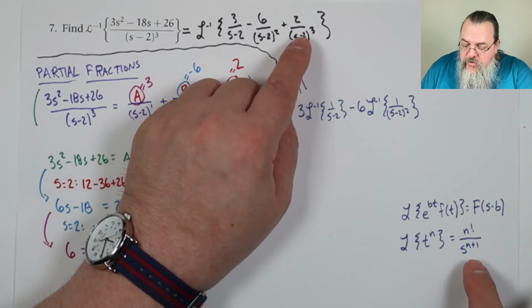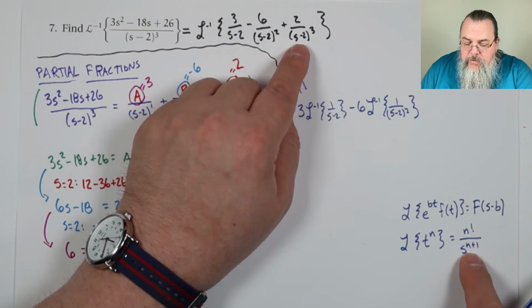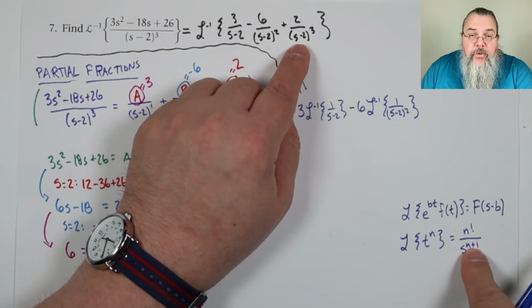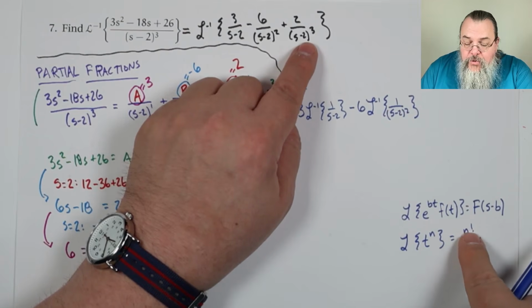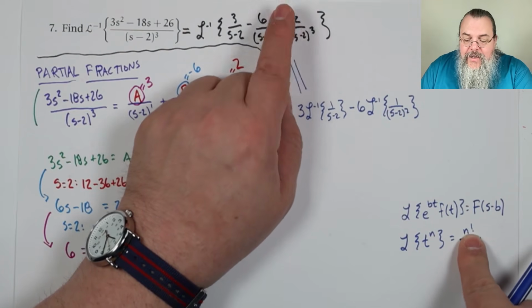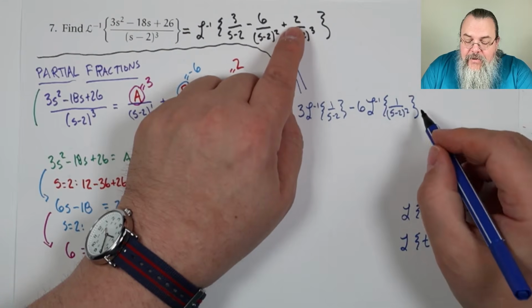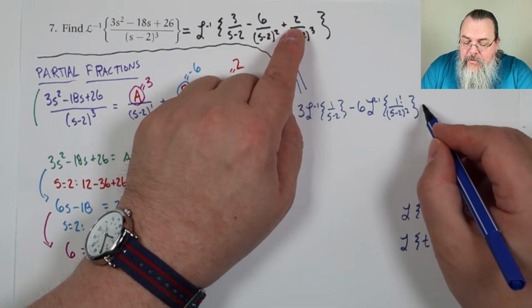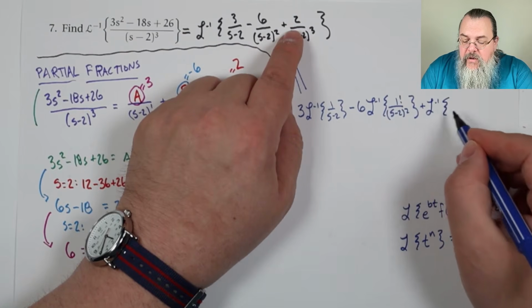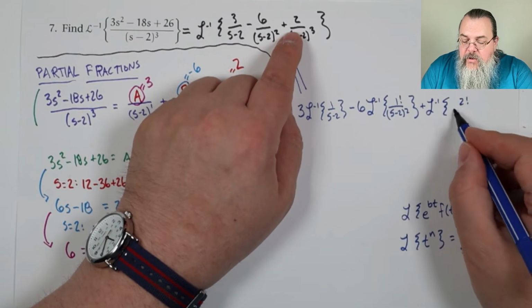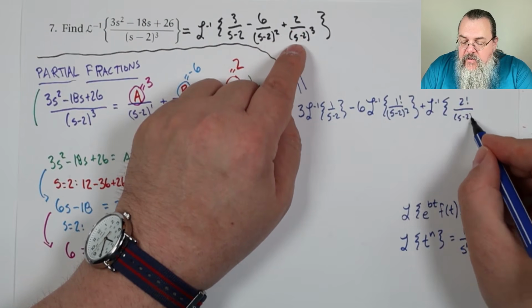Now, s minus 2 cubed. S cubed would say n equals 2, right? 2 plus 1 is 3. So we want a 2 factorial upstairs. Now, the good news is 2 is like a 2 factorial. So I'm going to write this as a plus inverse Laplace 2 factorial over s minus 2 cubed.